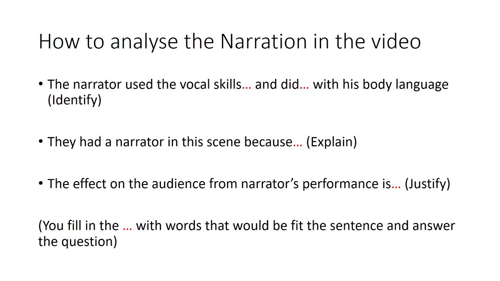If you look on the bottom, you will fill in the red dots with words that would fit the sentence and answer the question. So the narrator used the vocal skills blank and did blank with his body language. So you're identifying it. For instance, you could say the narrator used a slow pace and did stand still with his body language, for example, okay? That sentence starter is just there to help you, but all you have to do is put some words where the red dots are to make it make sense.